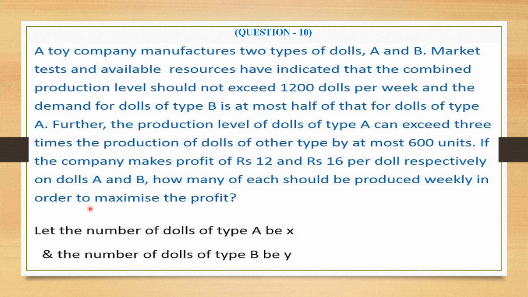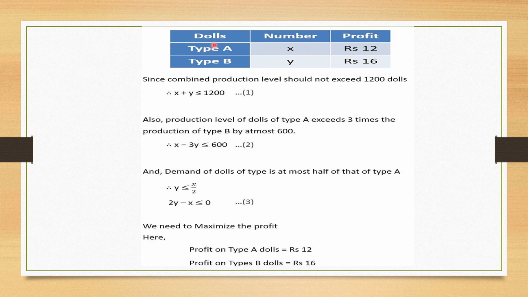So let us start the question. The conditions we got from here, we will frame the inequations and then we will have a discussion on it. So let the number of dolls of type A be x and the number of dolls of type B be y. Clear? So this is the table: dolls type A, type B, number x, y, and profit 12 and 16. It is very simple, as the rest of the things are on those at least and at most conditions. So since the combined production level should not exceed 1,200 dolls, x plus y is less than equal to 1,200.